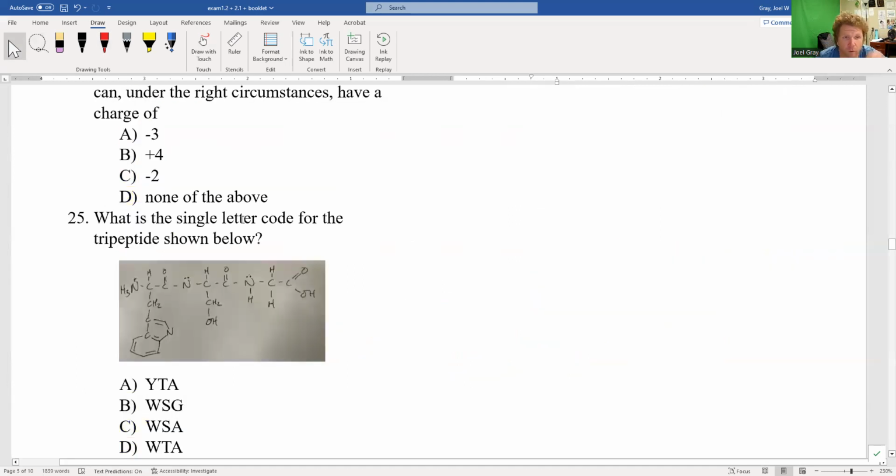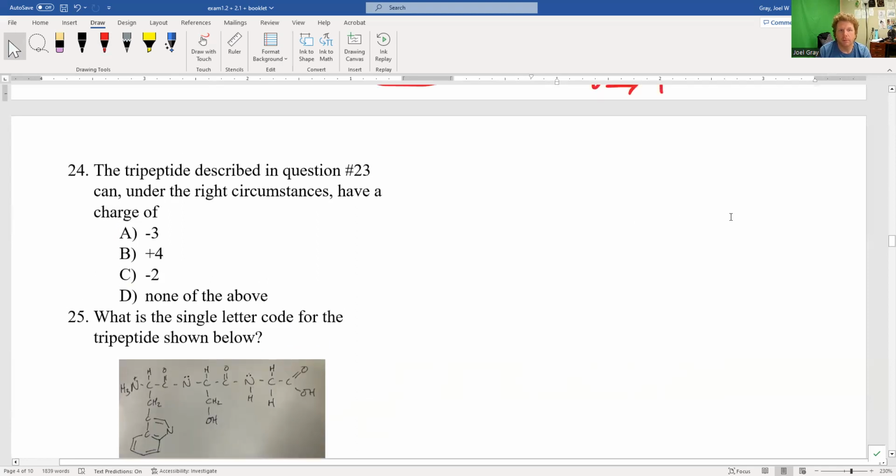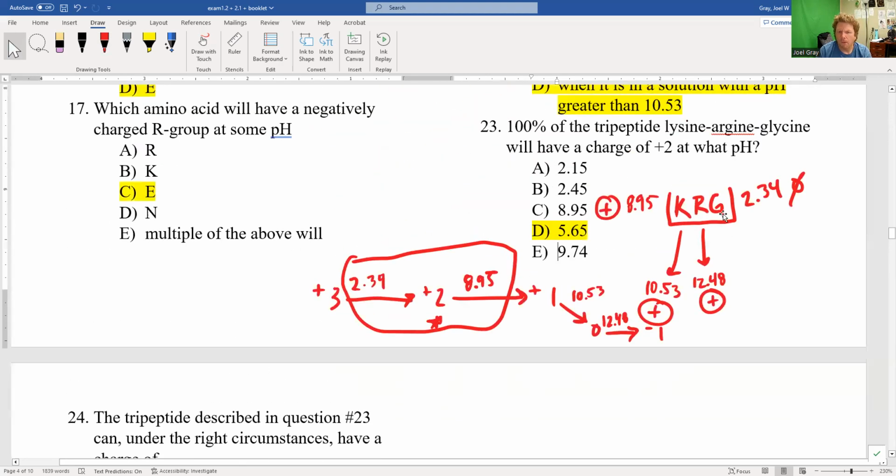Okay, I'm going to go ahead and just wrap this up in this second video. The tripeptide described in question number 23 can, under the right circumstances, have a charge of -3, +4, -2, none of the above. Okay, now let's take a deeper dive.